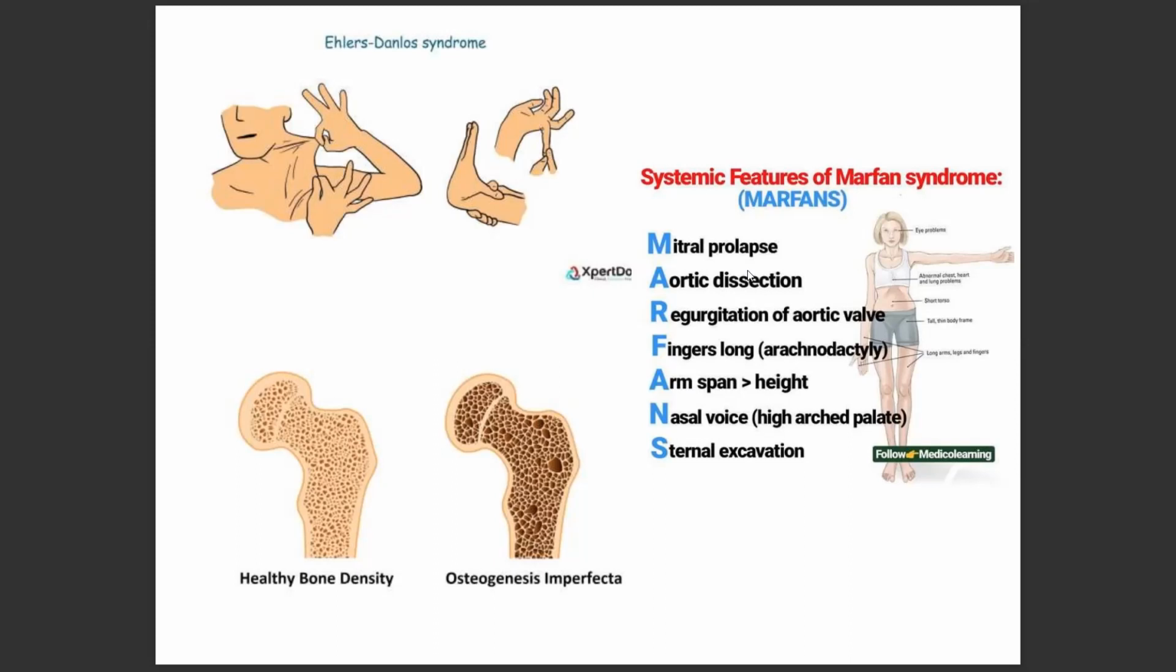regurgitation of the aortic valve, long fingers, arm span, which we discussed previously, nasal wise, and sternal excavation. All these can be memorized through the Marfan's mnemonic, MARFANS. These will just show the systemic features.